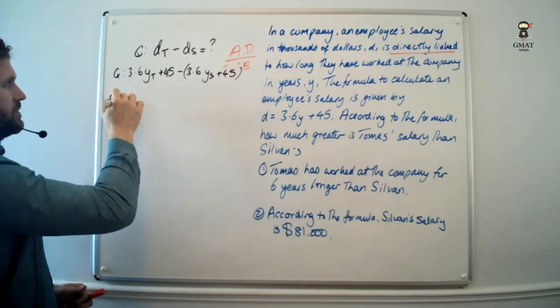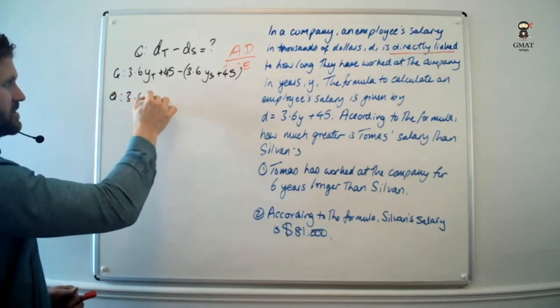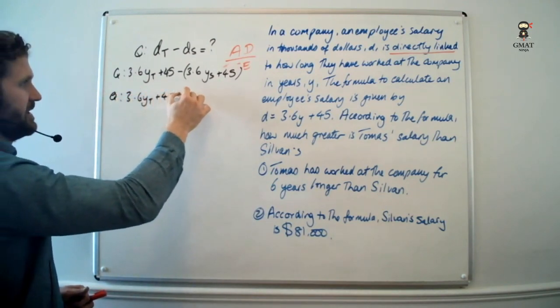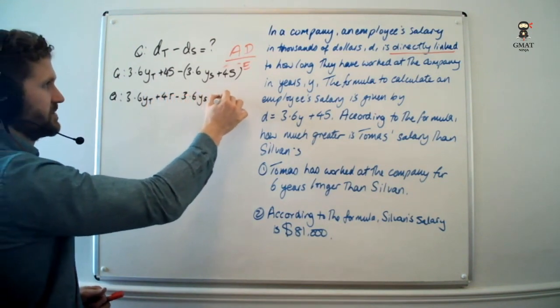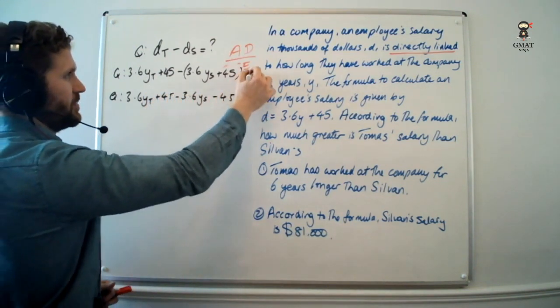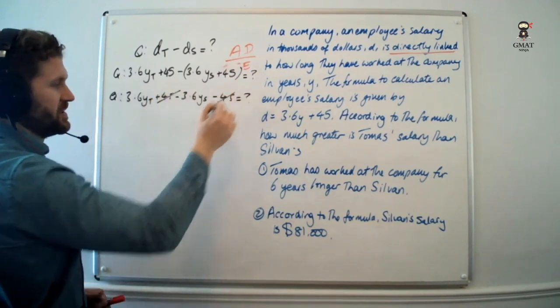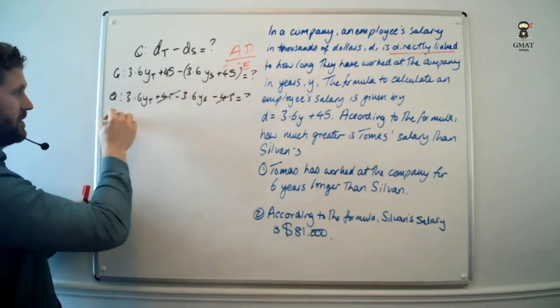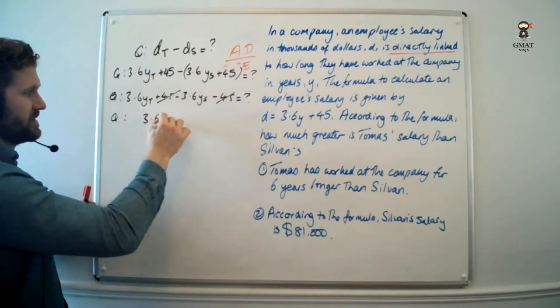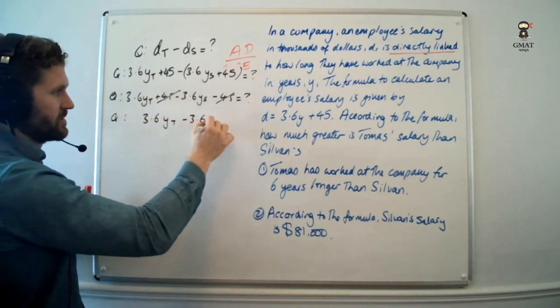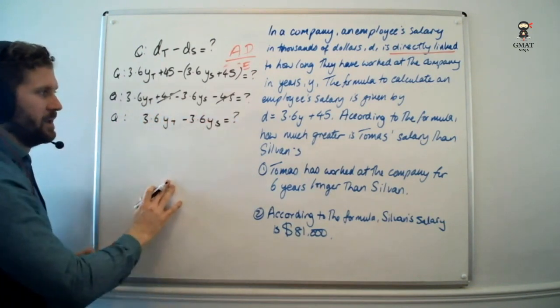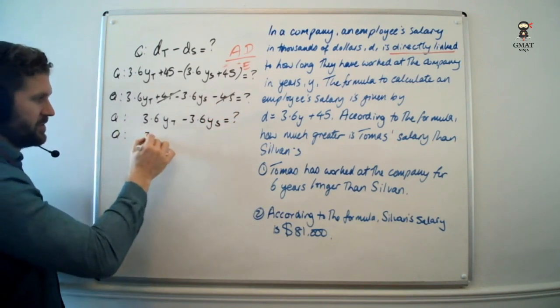Now, I can simplify this: 3.6 YT plus 45 minus 3.6 YS minus 45. And that's really what I'm looking for in this question. I've got a plus 45 and a minus 45, so they can cancel each other out. And that leaves me with 3.6 YT minus 3.6 YS. And I've got a common factor of 3.6.